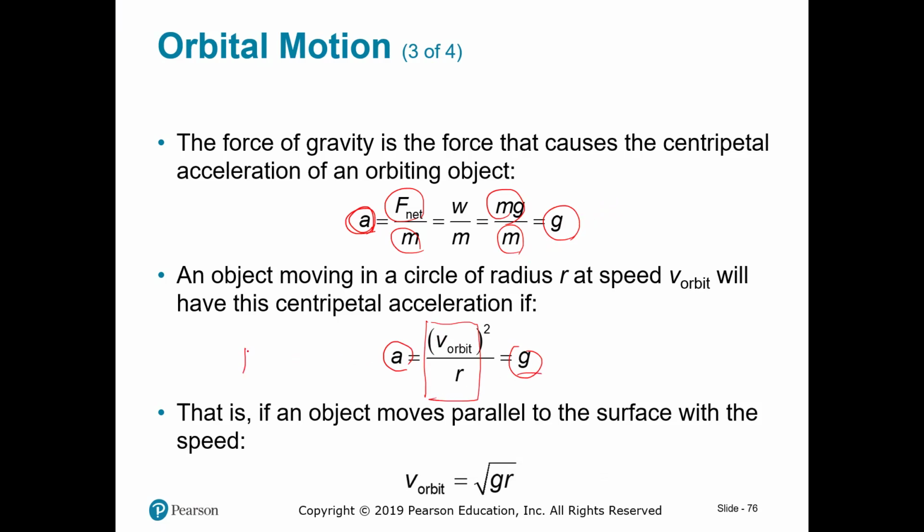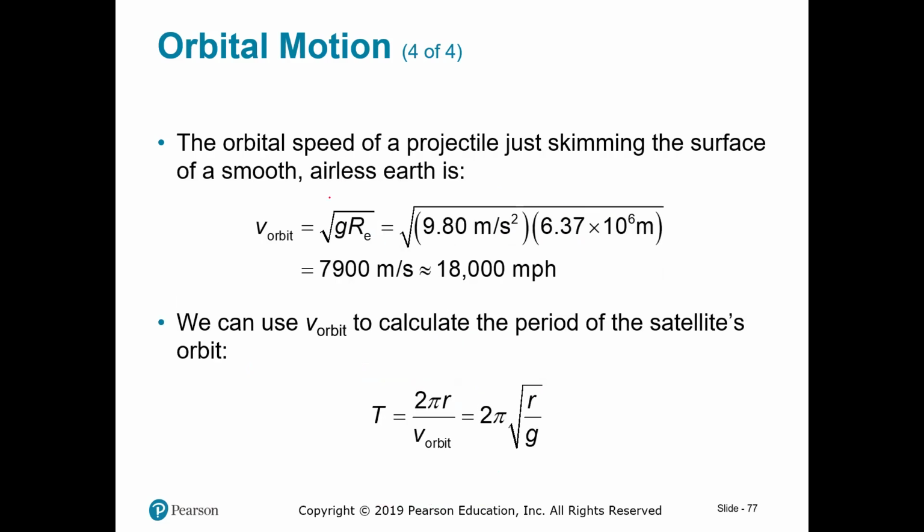Why? Newton's second law, F equals ma. So if you multiply m everywhere, this makes sense, right? So this is nothing but canceling m. Then you see v orbit will be root gr. So that means, okay, you know what g is, you know what r is, the radius of the earth, which is a big number. So then you see that v orbit is not a small speed. This is the minimum speed of your satellite, which is about 8,000 meters per second.